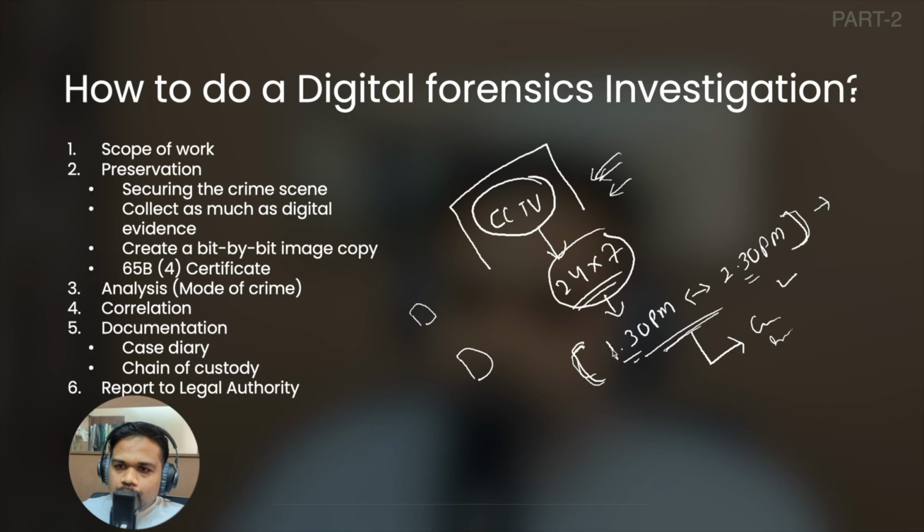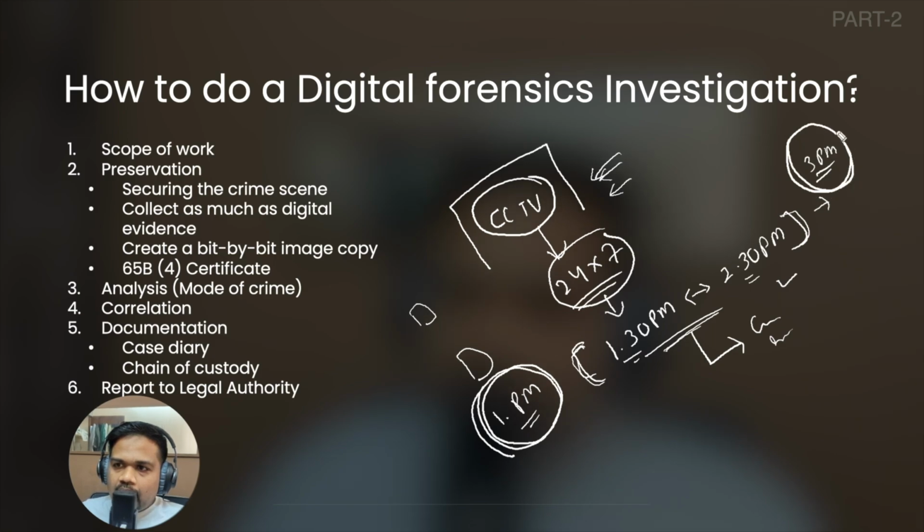Consider you logged in to that CCTV at 1 p.m., before 1:30, and after that at 3 p.m. it is removed. Okay, so in this case, what is happening? Only the crime part is recorded, right? It means something suspicious is there. Why would someone want to record only this timing, right? So this kind of evidence is not going to be acceptable in the court.